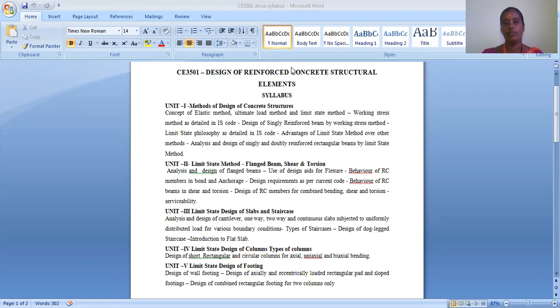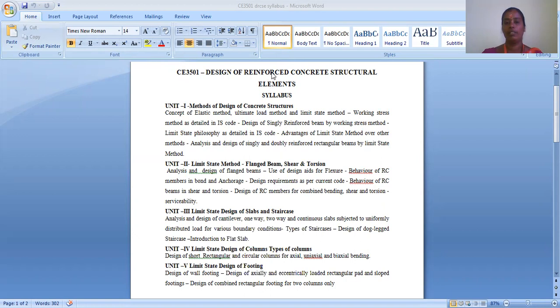What is the difference between PCC and RCC? Concrete is basically strong in compression and weak in tension. To withstand the tensile force, we introduce steel into the concrete. That is why it is called reinforced concrete. PCC is plain cement concrete without rod. In RCC we introduce the rod to withstand the tensile stress, so RCC is strong in tensile load as well.